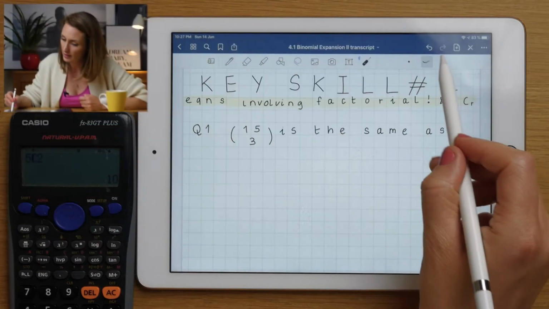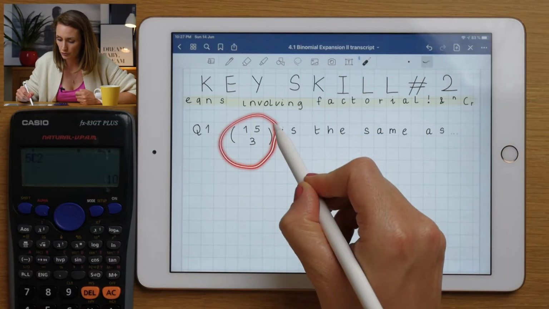Welcome back from our little tea break, guys. Now we should be professionals with the choose function.